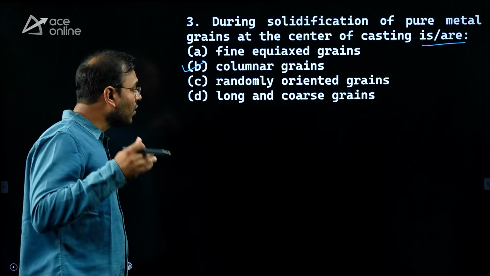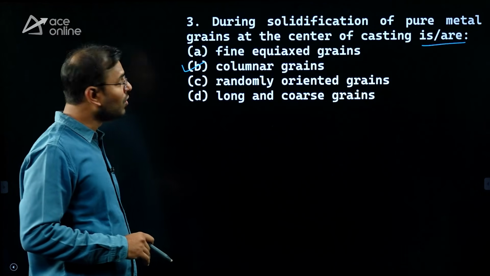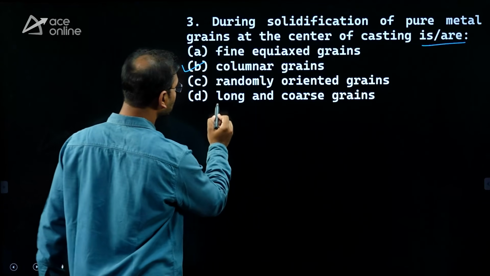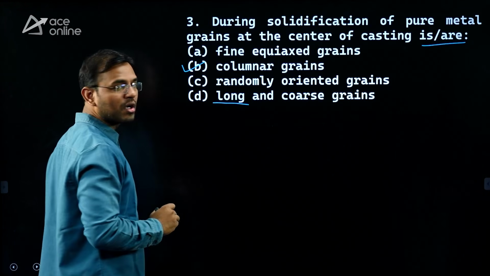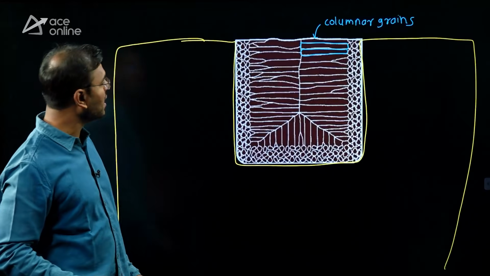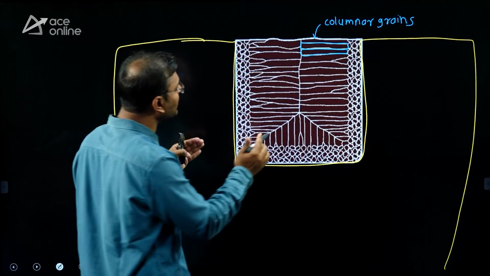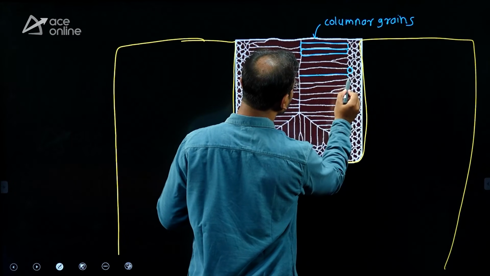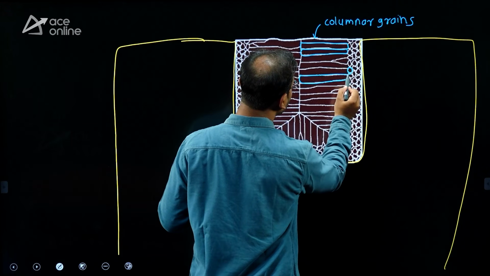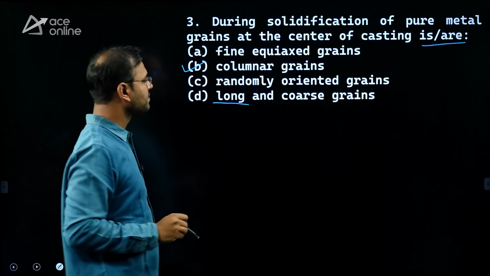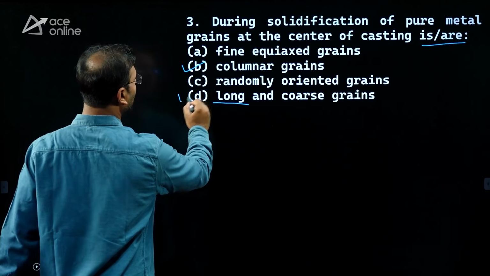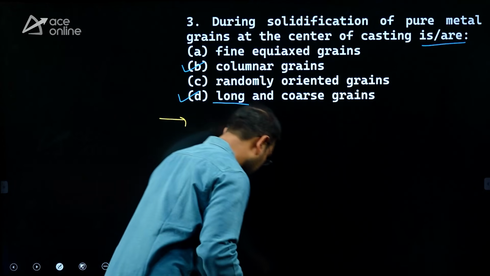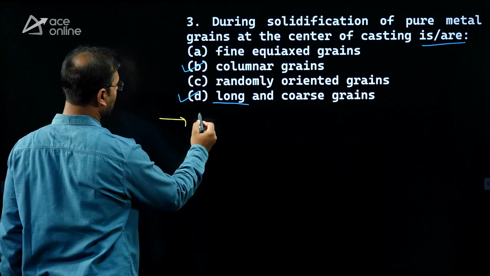Okay. And those columnar grains are longer grains. You can see that these grains are longer grains. These columnar grains are long, and the size of those columnar grains, you can see, is big as compared to these grains. Therefore here I am writing long and coarse grain. Therefore, what is the correct option here? The correct option is B and D.